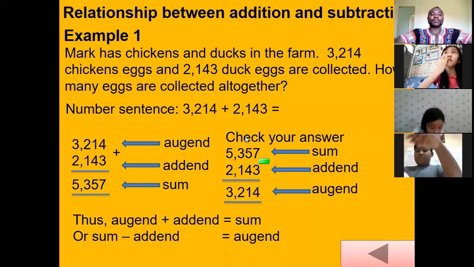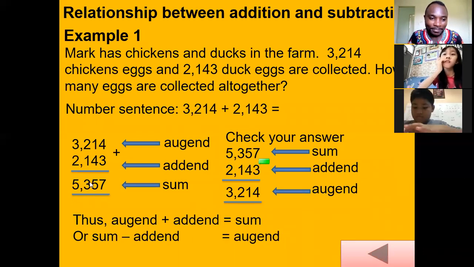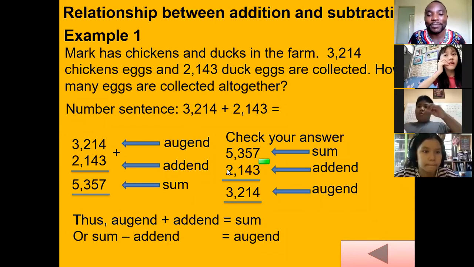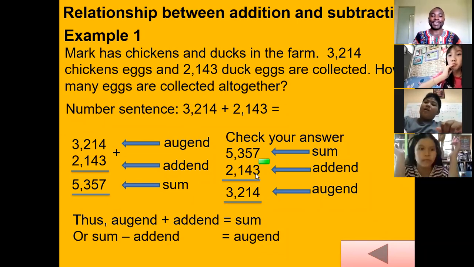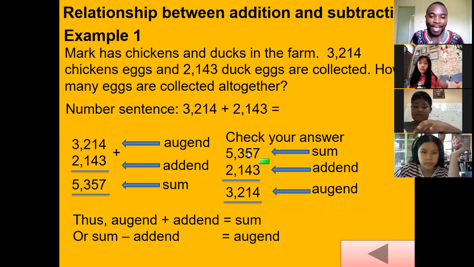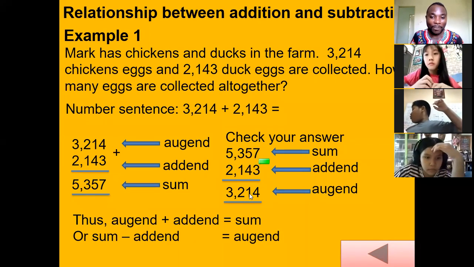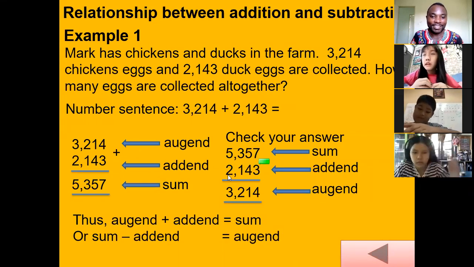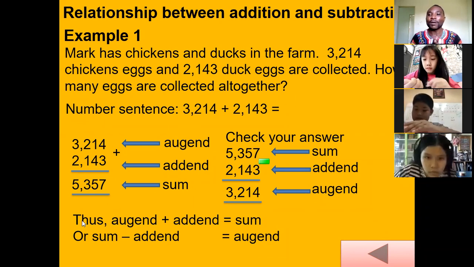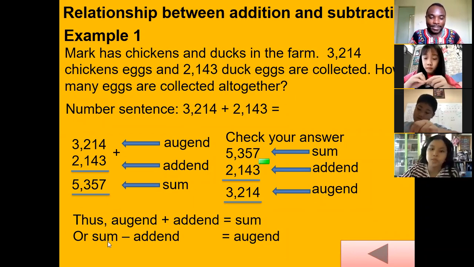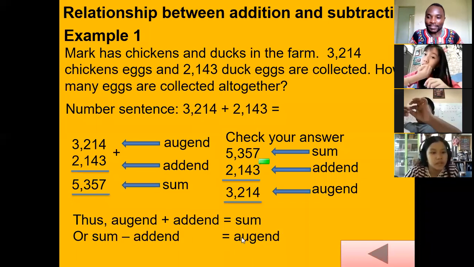So you can also minus the total. 5,357 minus 2,143. Okay, you listen. 7 minus 3, 4. 5 minus 4, 1. 3 minus 1, 2. 5 minus 2, 3. Okay, very good. So, thus, urgent plus Adam equals the sum. Sum minus Adam equals urgent.